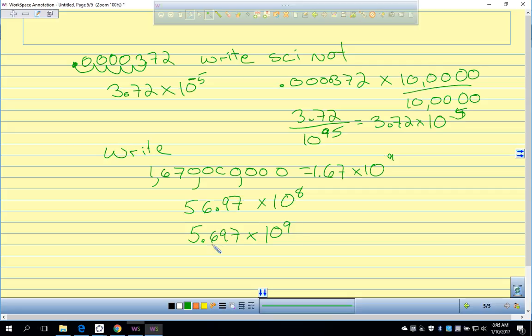If this number goes down, gets smaller, right? This number has to get bigger, right? Because basically here, what I'm doing is I'm multiplying by 1 again. I'm dividing by 10, and I'm multiplying by 10, right? So if I multiply this by 10, this becomes 10 to the 9th. If I divide this by 10, this becomes 5.697. Just remember, if this number gets smaller, this gets bigger, right?